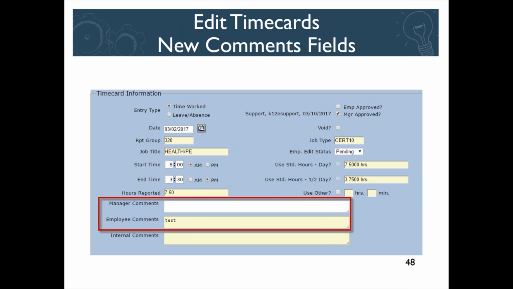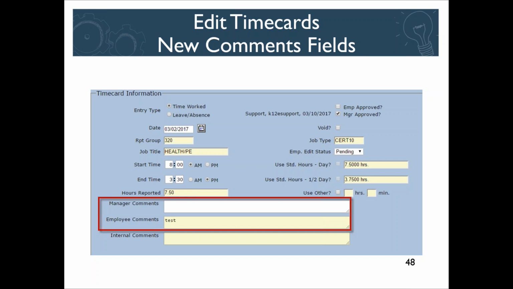We've also added two comment fields. The internal comments at the very bottom was your comment field in the prior release of TACS in 2014. We've added two more. One's called manager, one's called employee. The manager cannot type in the employee comment field. You can see that it's yellow. It can only be in the manager comment field. The same goes for the employees. The employees can't type in the manager's comment field.